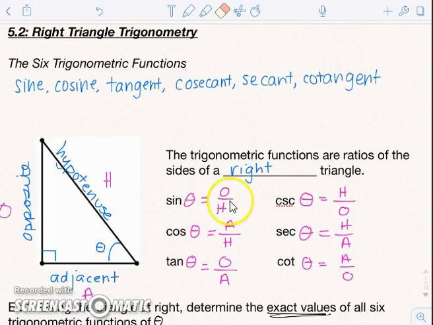So sine of theta is just the ratio of the opposite side over my hypotenuse, so O over H. Cosine is the adjacent over the hypotenuse, and tangent is my opposite over the adjacent. Cosecant, secant, and cotangent are just the reciprocals of sine, cosine, and tangent. So sine and cosecant go together, cosine and secant go together, and tangent and cotangent go together. To get from sine to cosecant, all I do is flip it. So cosecant is hypotenuse over opposite, secant is hypotenuse over adjacent, and cotangent is adjacent over opposite.